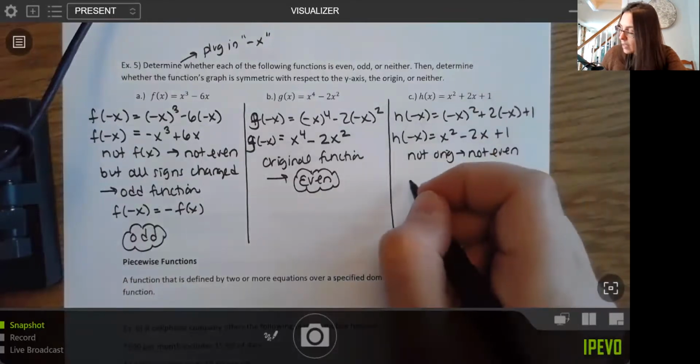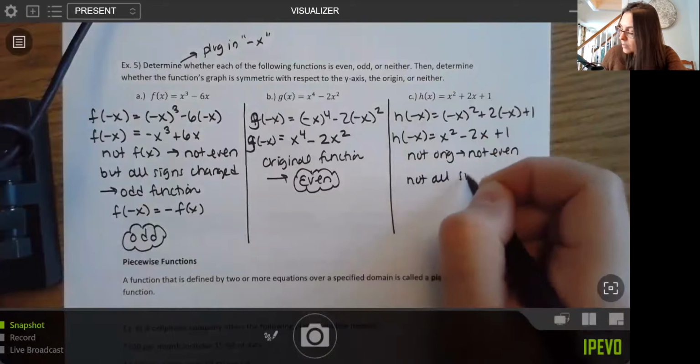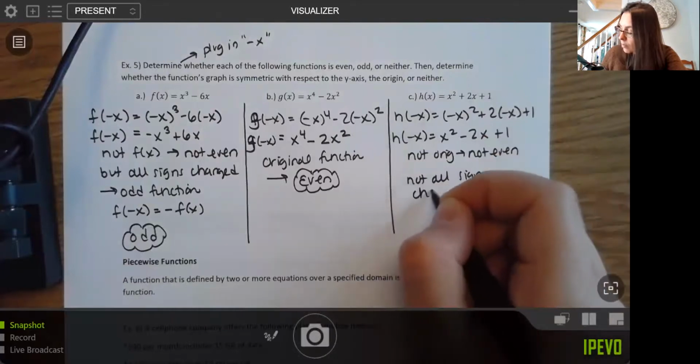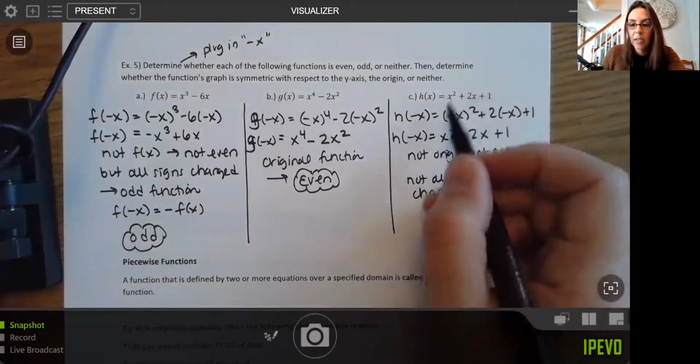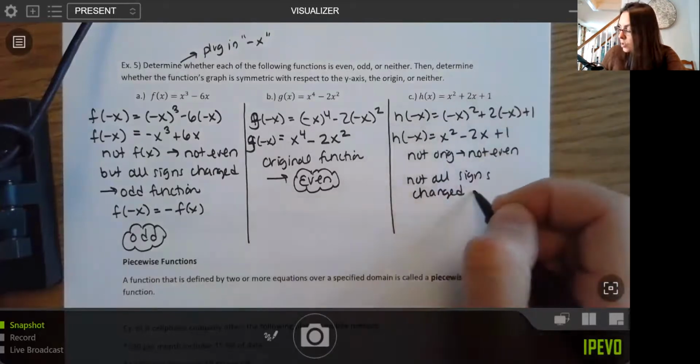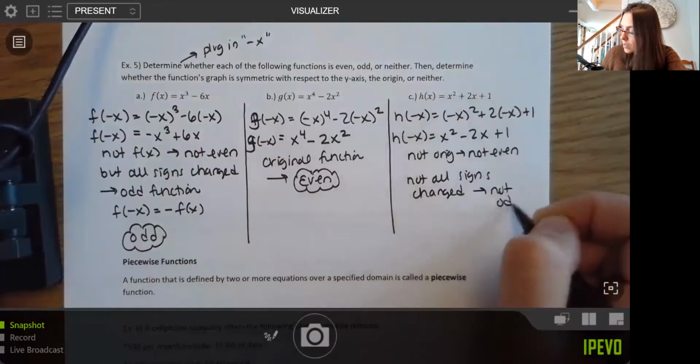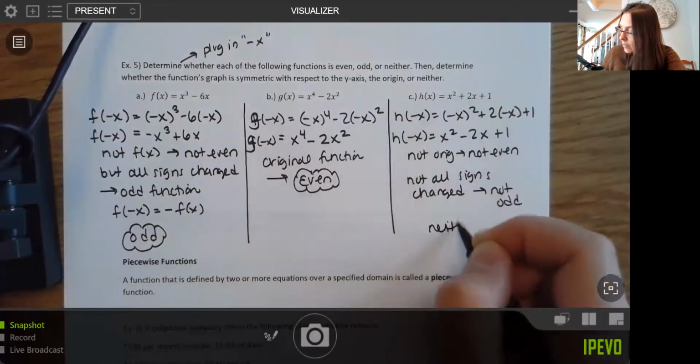And also notice that not all signs changed, right? See how the 2 changed signs, but the other numbers did not change signs. So if not all signs change, then it's not odd. So this is an example of a neither function.